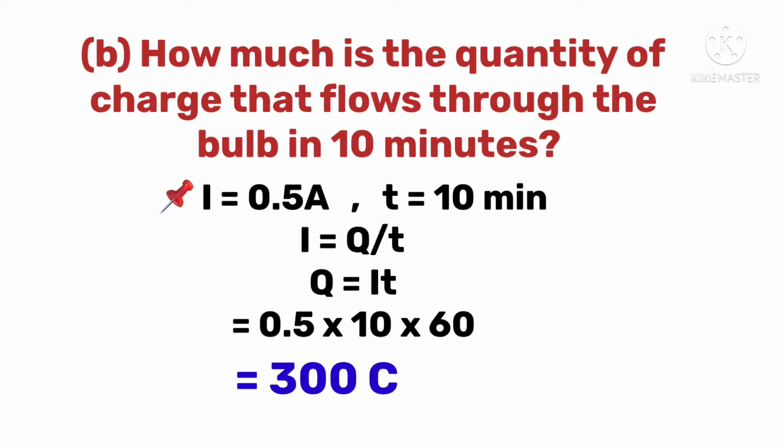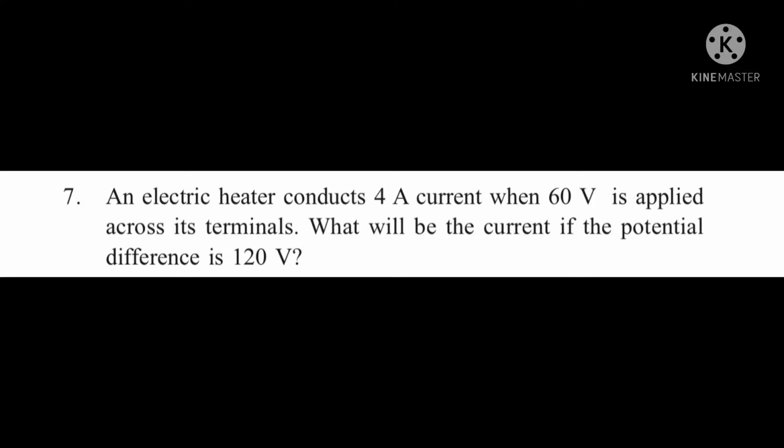B. How much is the quantity of charge that flows through the bulb in 10 minutes? Here, I equal to 0.5 A, T equal to 10 minutes. That is 10 into 60 seconds. We know that I equal to Q by T. That is Q equal to IT, which is equal to 0.5 into 10 into 60. So the answer will be 300 coulomb. Coulomb is the unit of charge.